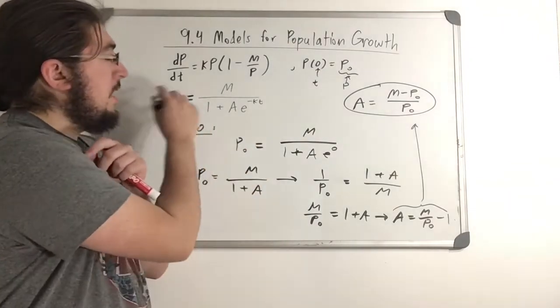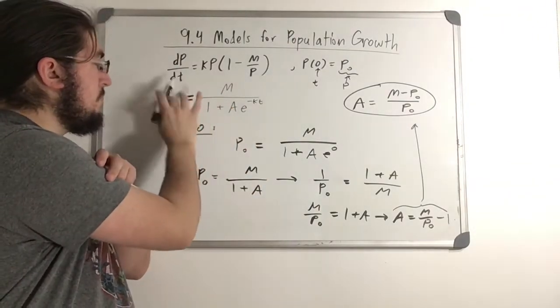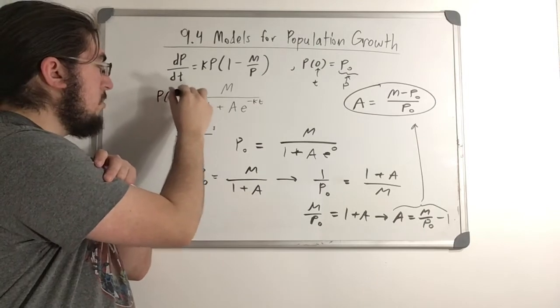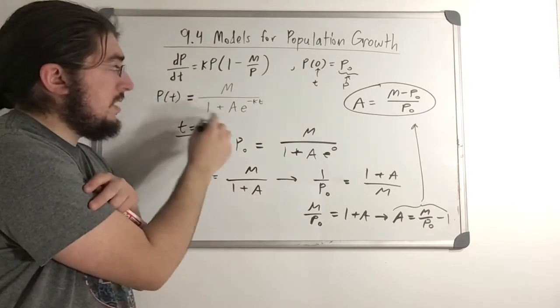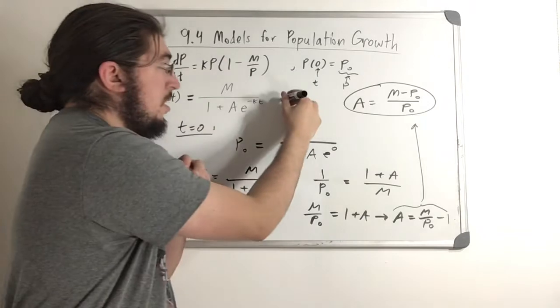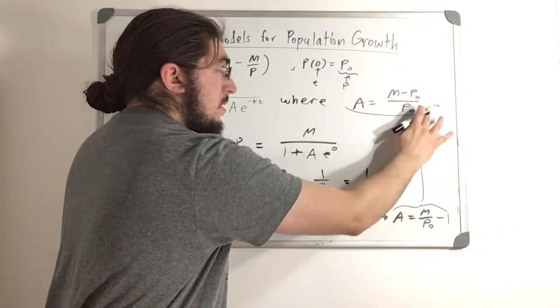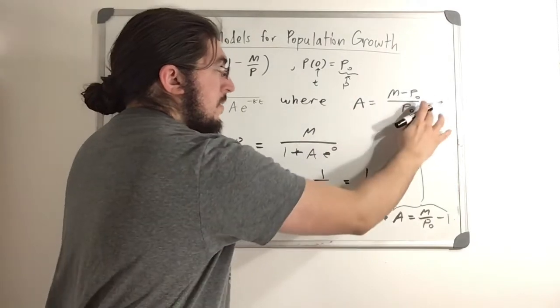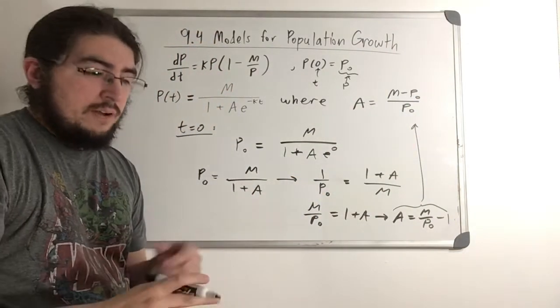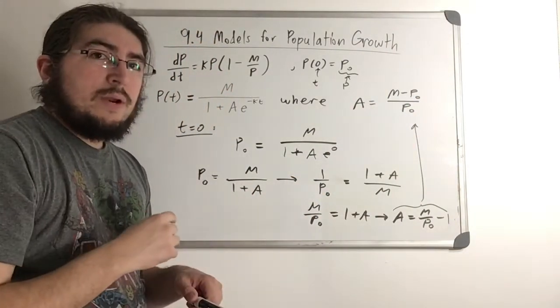They say that the solution is P of t is equal to the max capacity over 1 plus A times e to the negative kt, where A is equal to this. And that's kind of where we're leaving off right now. I'm going to do an example involving this right now.